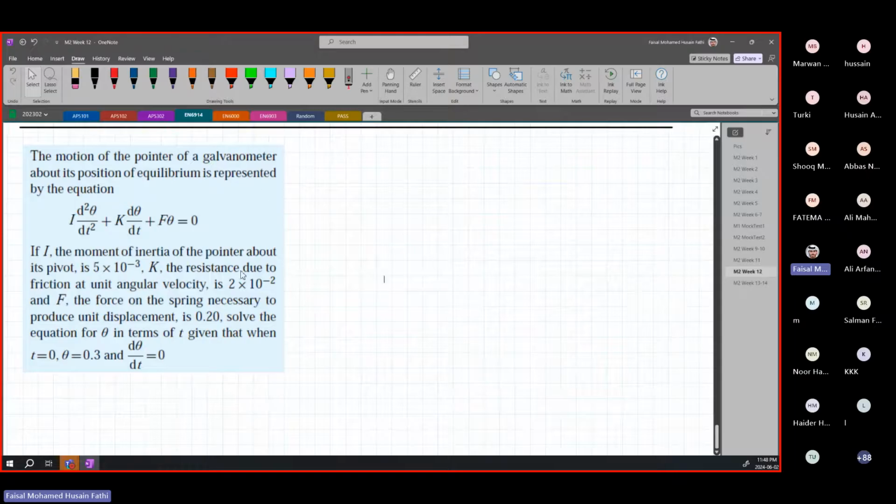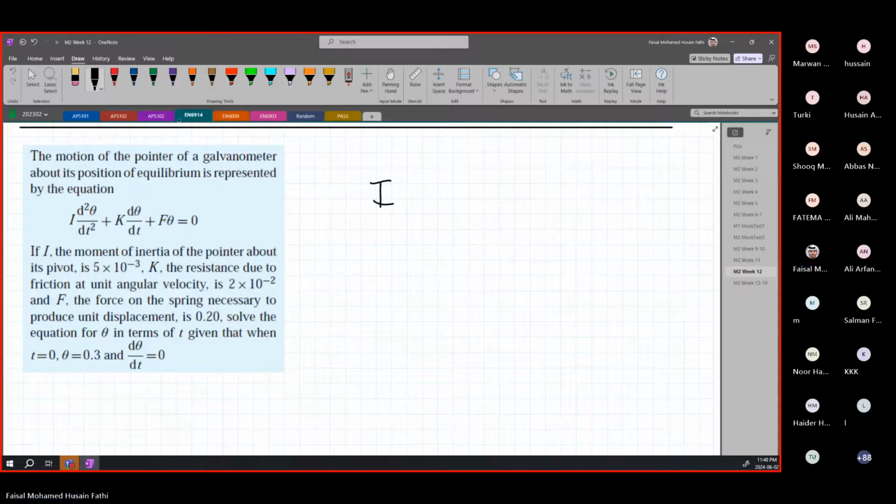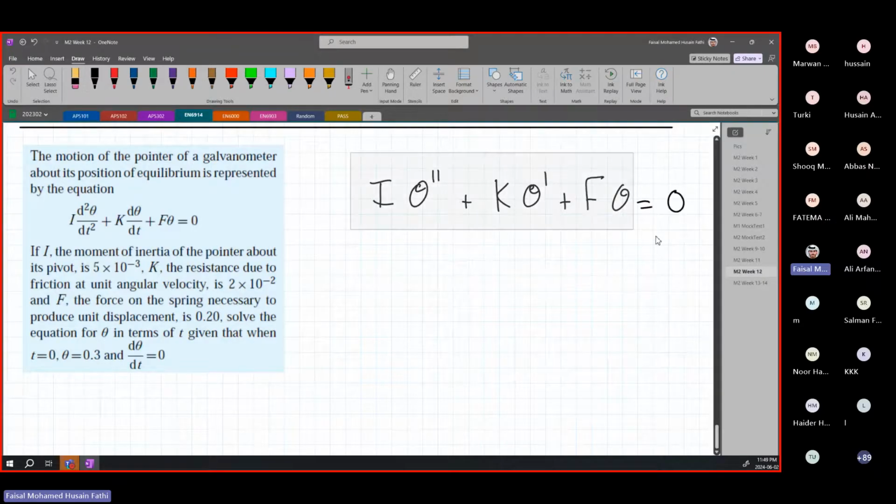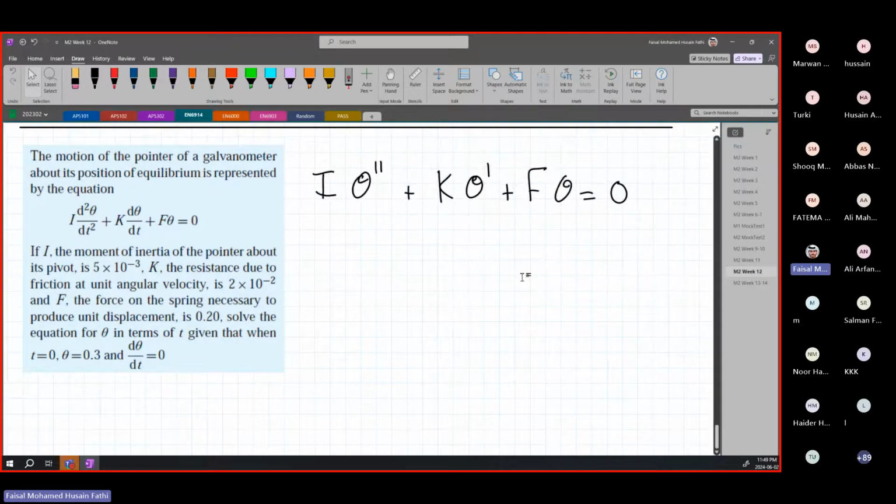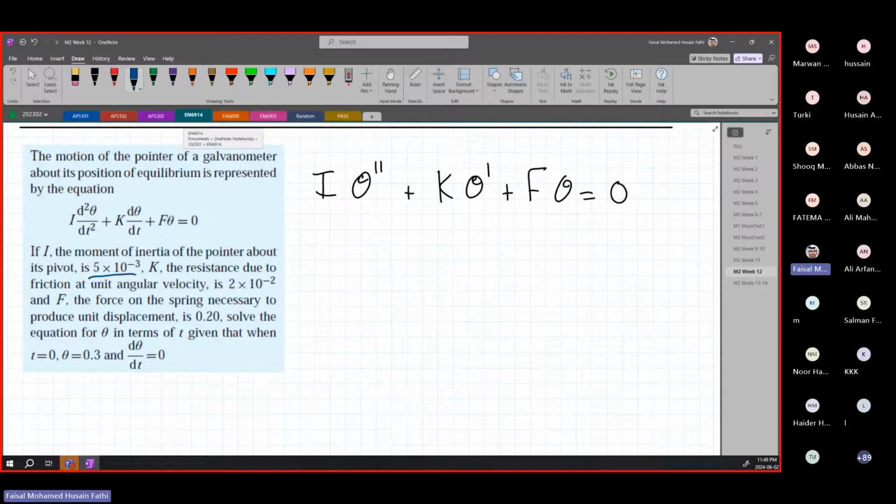Not important. Your equation is I theta double prime plus K theta prime plus F theta equal 0. And this is the form of your equation. They tell you that I is this, which is 5 times 10 to the minus 3. That's all you care about. So your I is 5 times 10 to the minus 3.